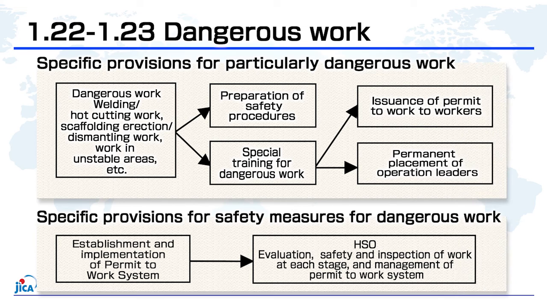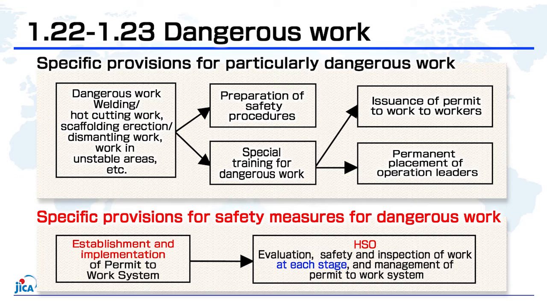Sections 1.22 and 1.23 set forth safety measures for dangerous work. These sections stipulate that the contractor must provide special training to personnel engaged in dangerous work, issue work permits, ensure full-time assignment of operation leaders, and prepare safety procedures. They also require that the contractor establishes and implements a permit-to-work system, and the HSO evaluates dangerous work, conducts safety inspections, and manages the permit-to-work system.